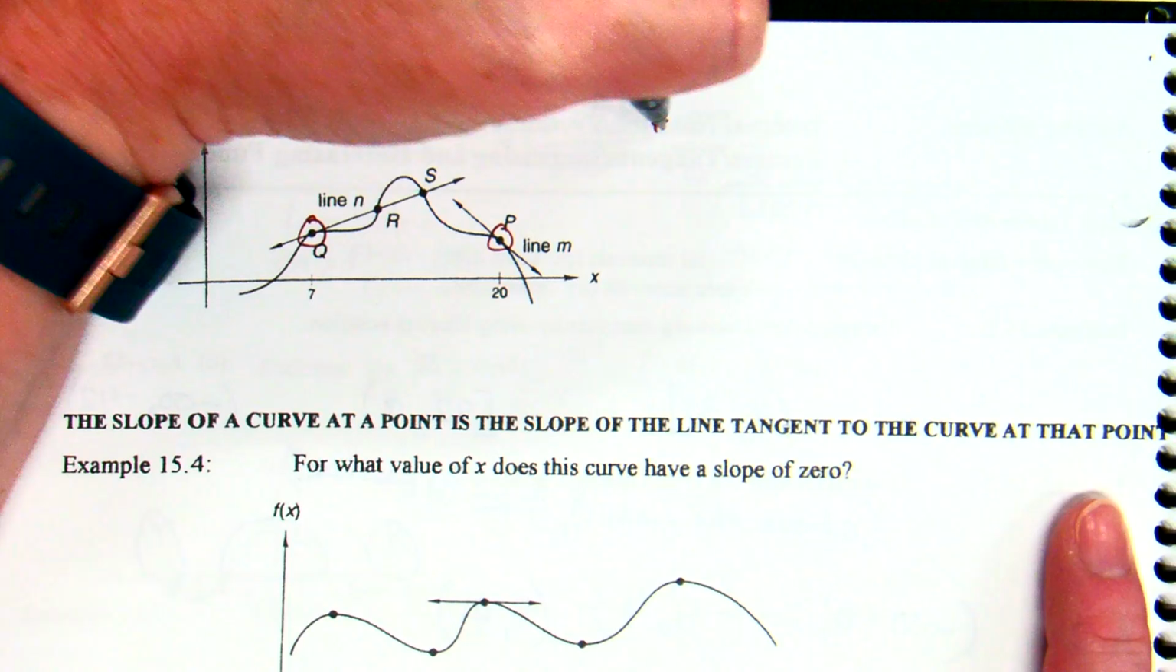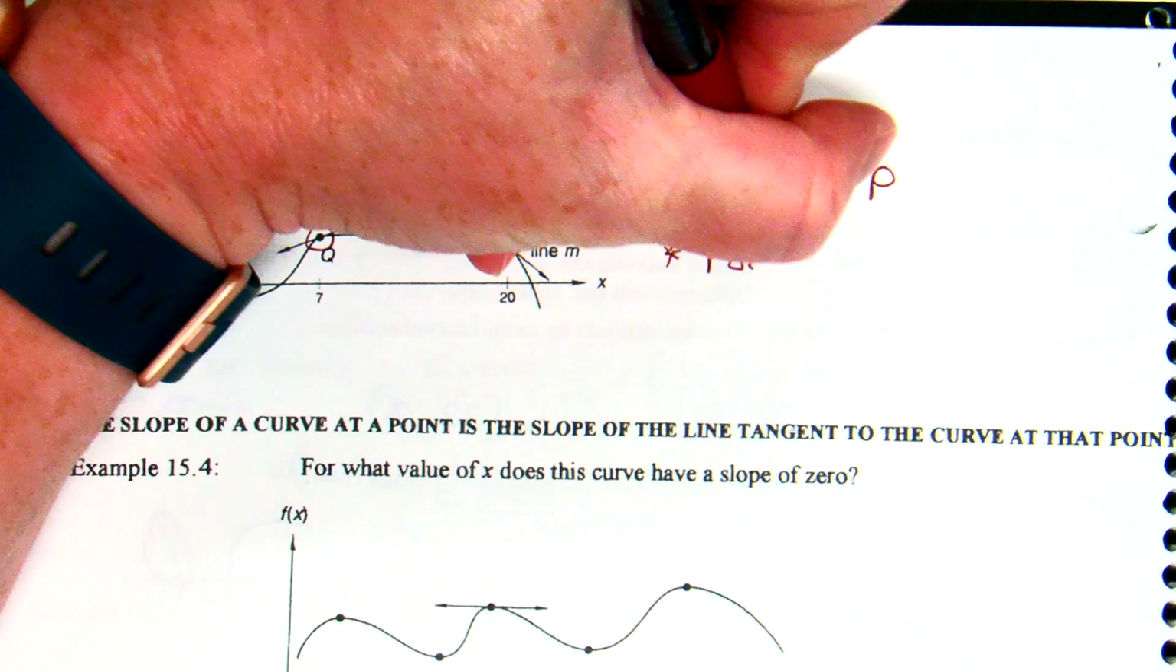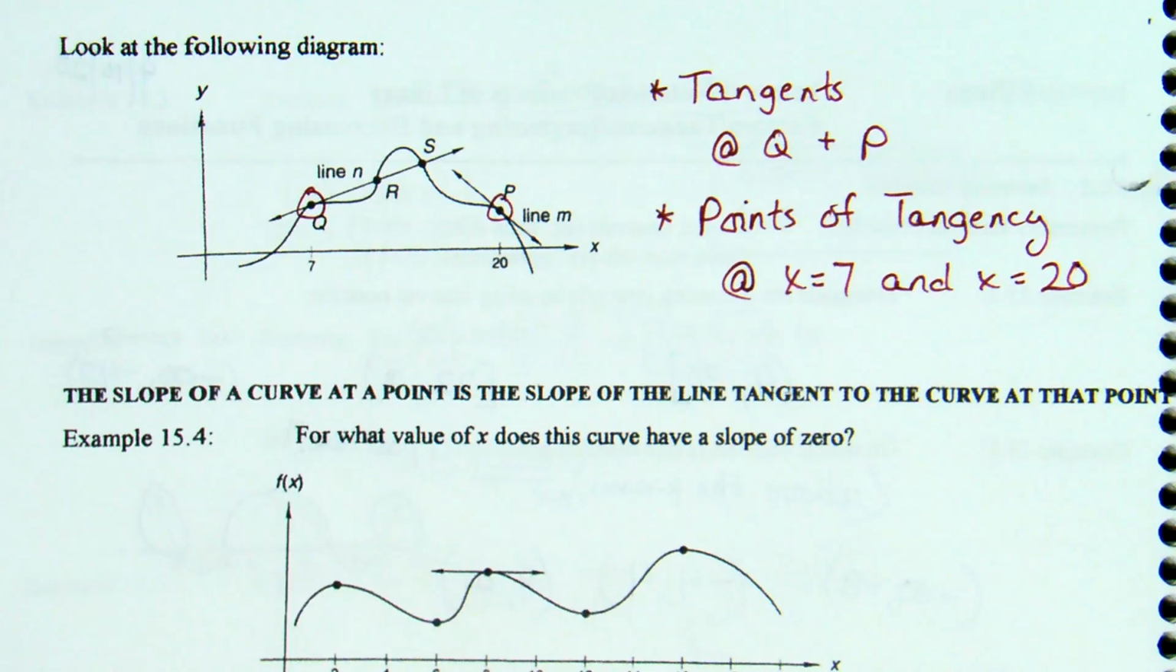So, first thing I'm going to write down here is that they are tangents at Q and P. Now, just for vocabulary's sake, we can say that there are points of tangency at what x values? Right. Okay, and that's just some vocabulary here, in that there are points of tangency at x equals 7 and x equals 20.